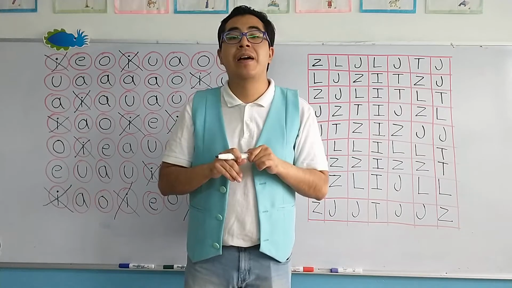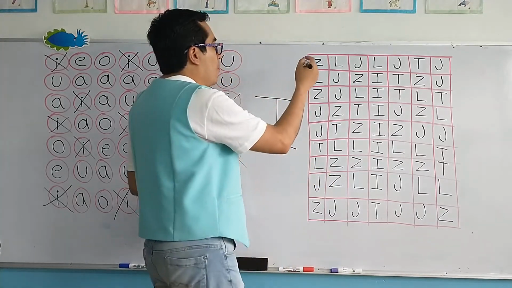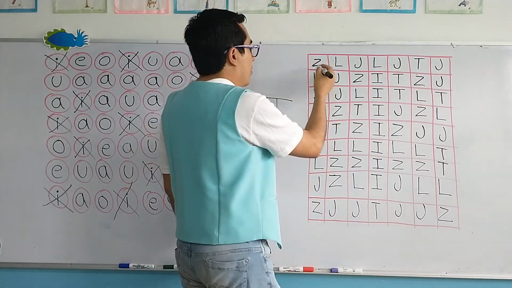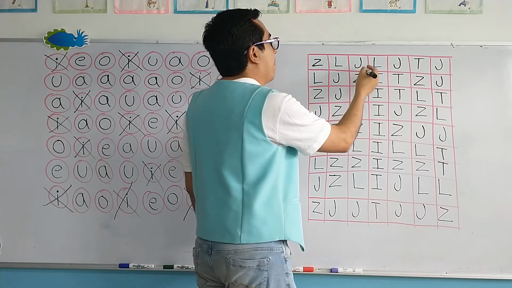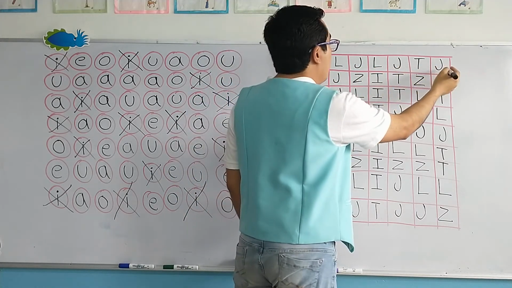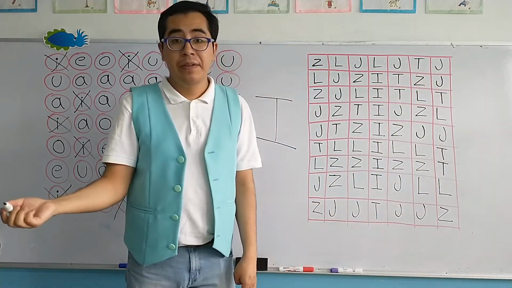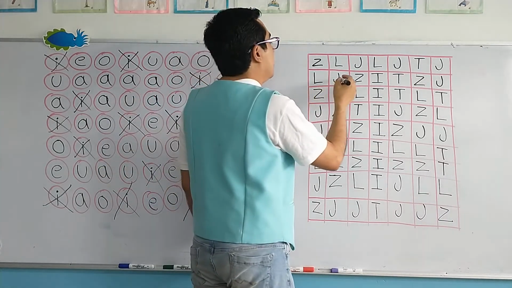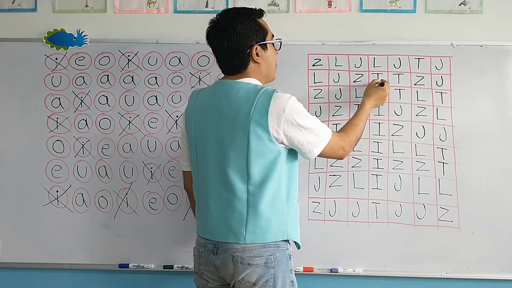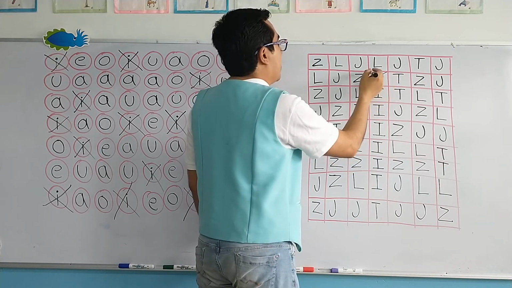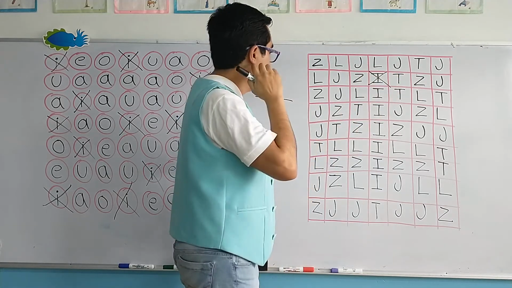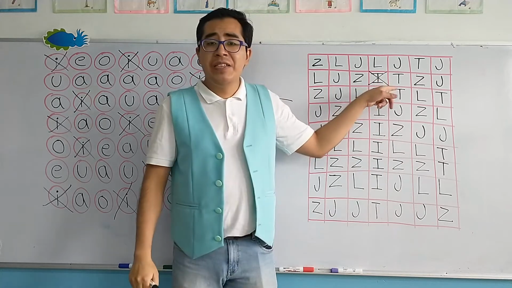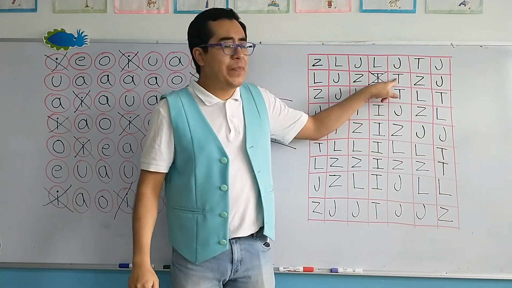Only capital I. So, for the first row, let's see. Okay, no, no capital I. Let's continue with the second row. Capital I, right here. We mark it with an X. Now, the one that is next to, is it capital I?